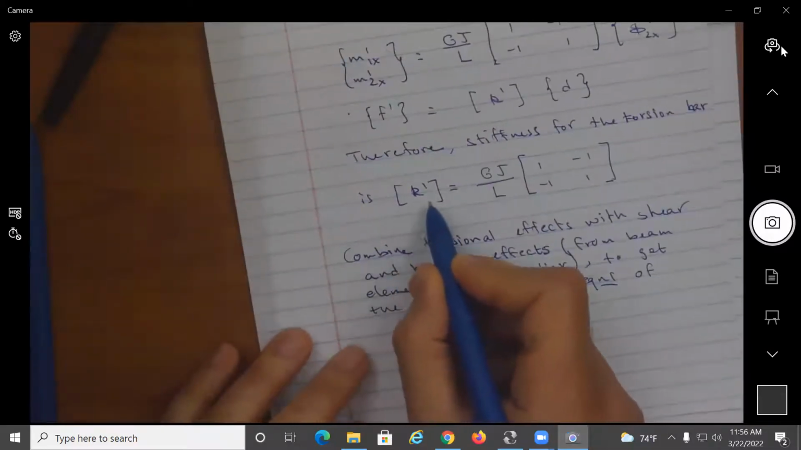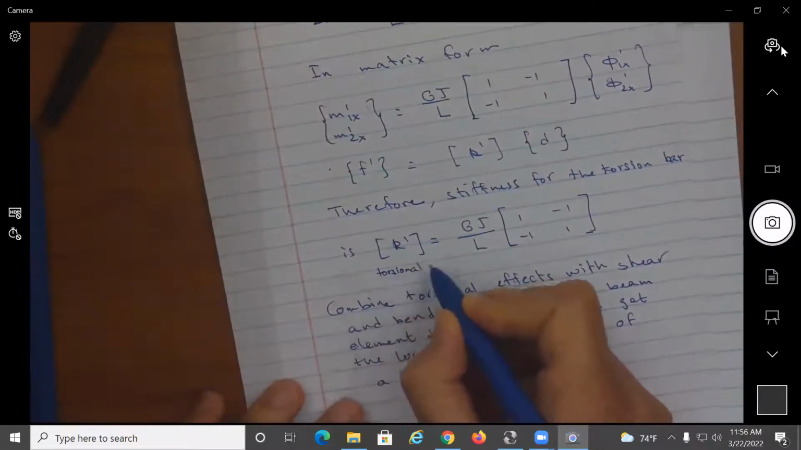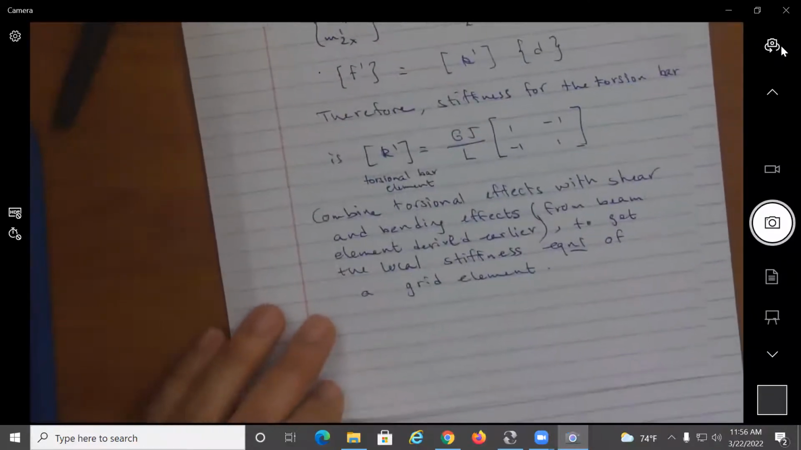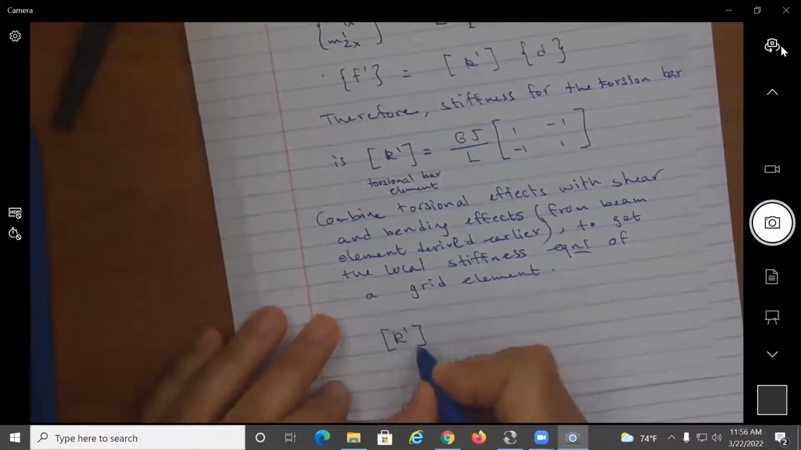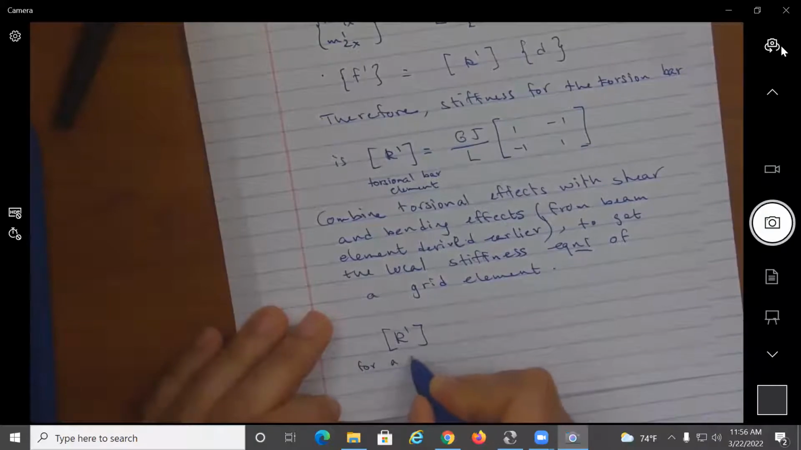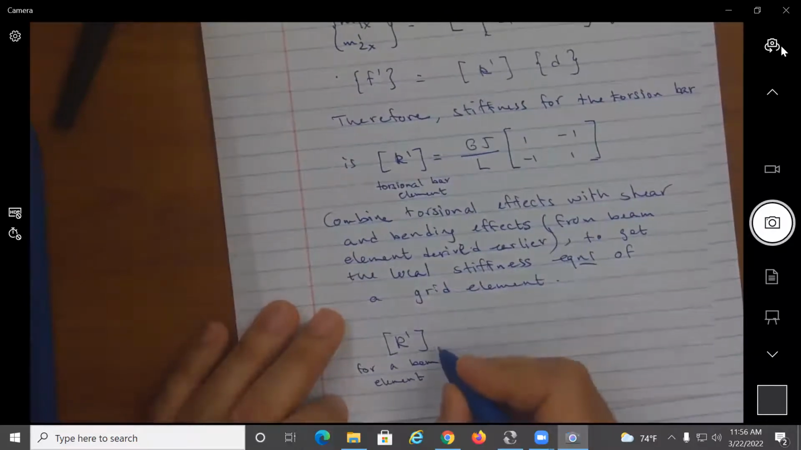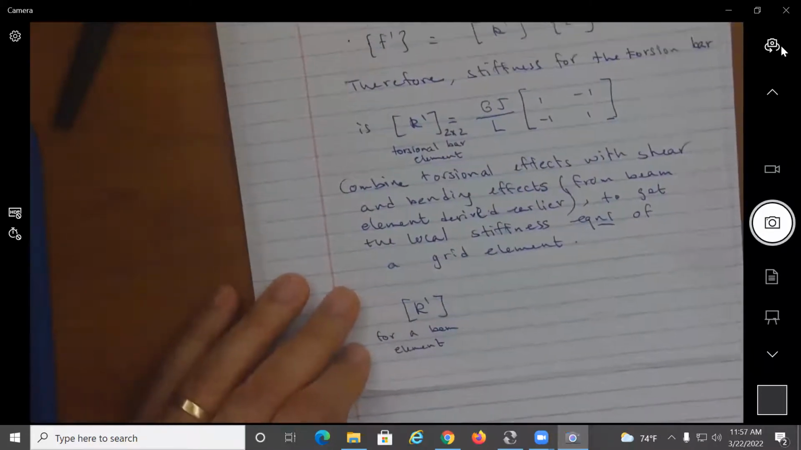So this K prime here is for a torsional bar element, right? And just so that we have it all on the same page, I will write here K prime for a beam element. This is a 2 by 2, right? For a beam element, this K prime was what? 4 by 4?